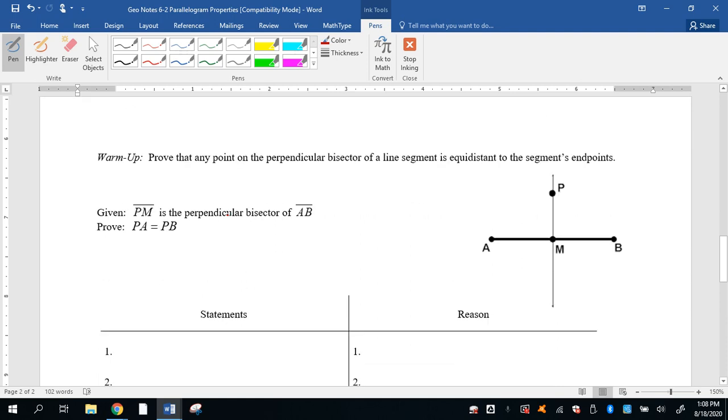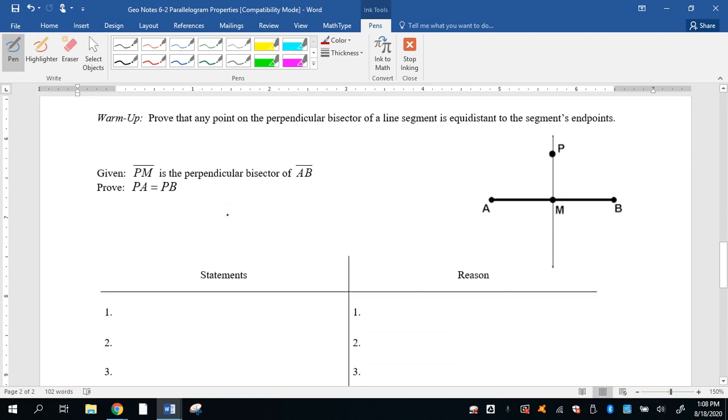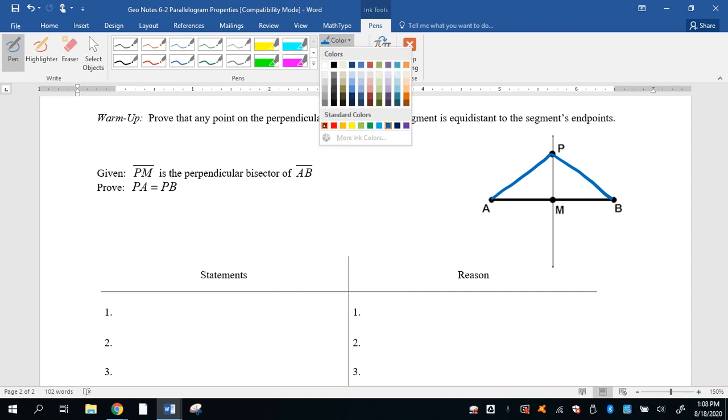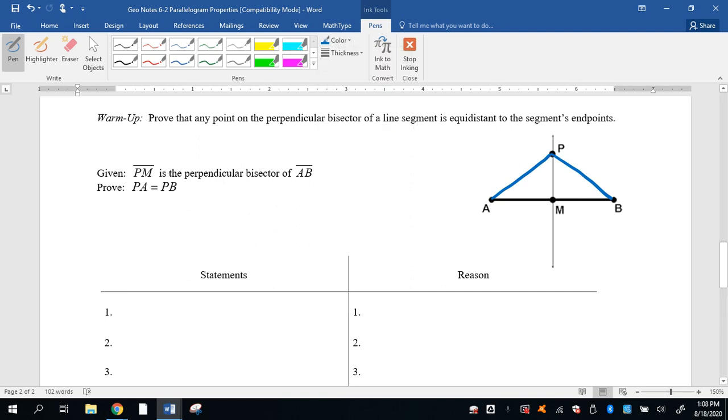Now, you've done this proof before, or many of you have, especially geometry honors students. Prove that any point on a perpendicular bisector of a line is equidistant to the segment's endpoints. If you're in geometry honors, go ahead and continue with this lesson so that we can review this. If you can, go ahead and do this on your own. Just pause what I'm going over. This is review. If you don't remember, then don't pause and just work this with me.